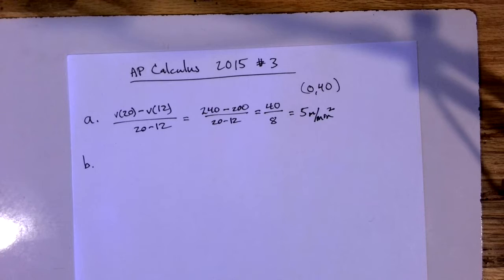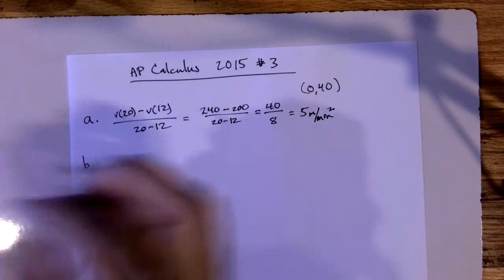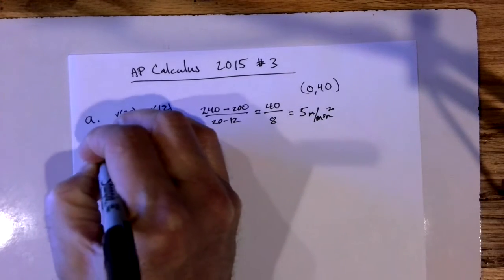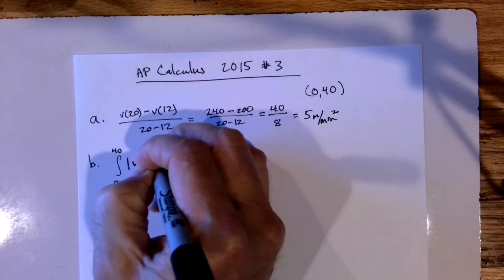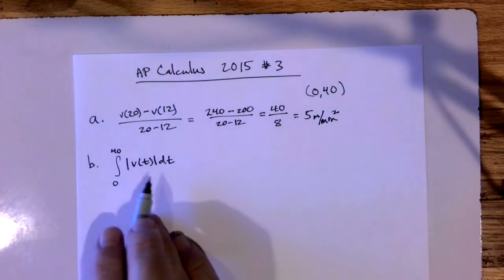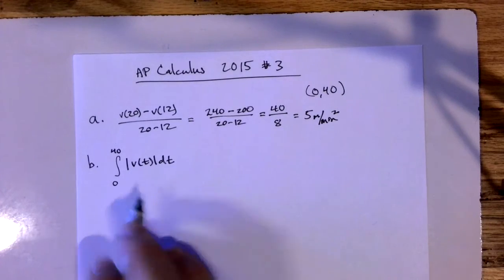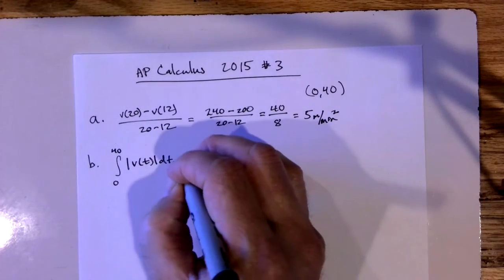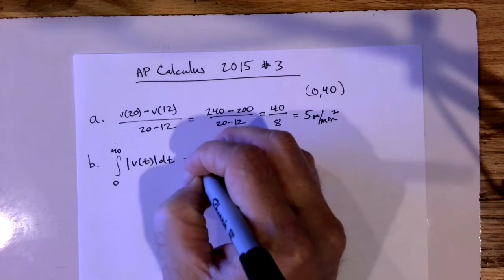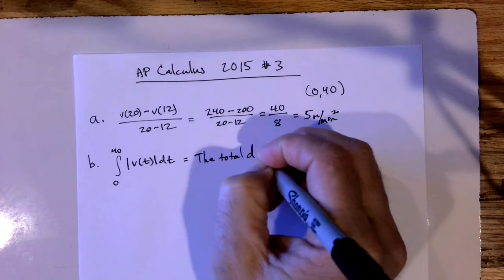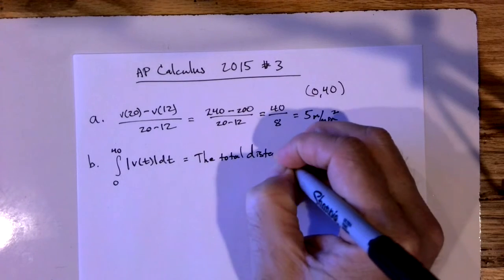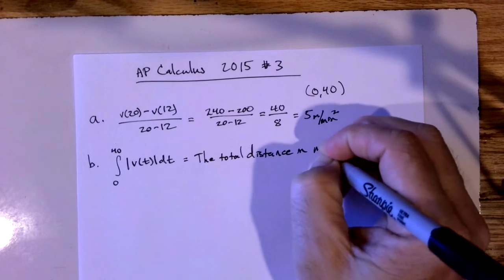B says, using correct units, explain the meaning of the definite integral 0 to 40 of the absolute value of v of t dt. And if you remember, when we do the absolute value of the velocity function with an integral, that is total distance. So that is the total distance. They love labels, so distance in meters.